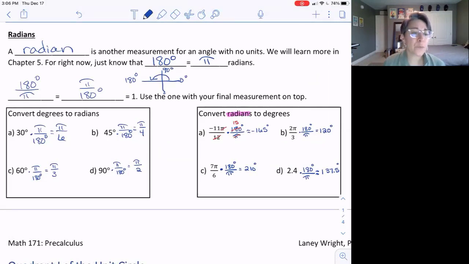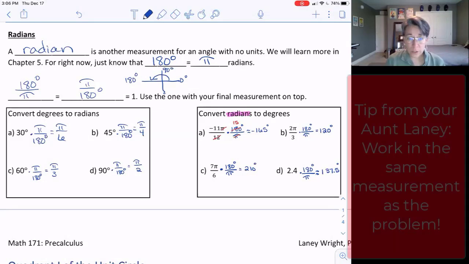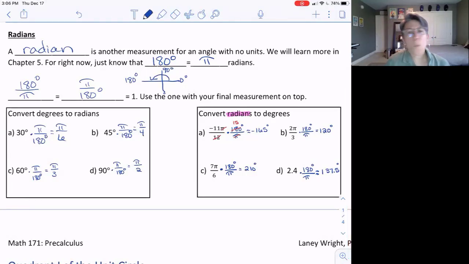So here is a tip from your Aunt Lainey. If you're working in degrees, always write the degree symbol. If you do not see the degree symbol, then we generally assume we are in radians, unless there's been a typo. Also, if the original problem gives you any information in radians, you are to give your answer in radians. If the original problem gives you information in degrees, you are to give your answer in degrees. They don't mix the two within the same problem.